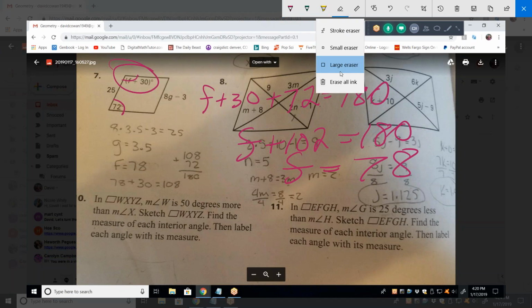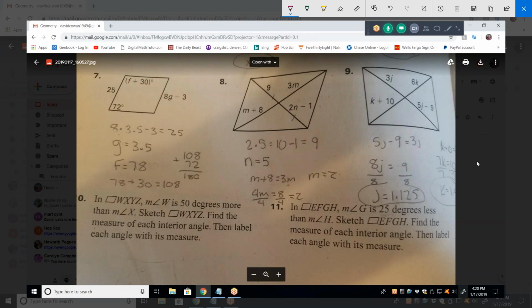Okay, so let's have a look at 8. We have a few minutes left. I assume there's no instructions above this. It just says find the value of each variable in the parallelogram. Okay.